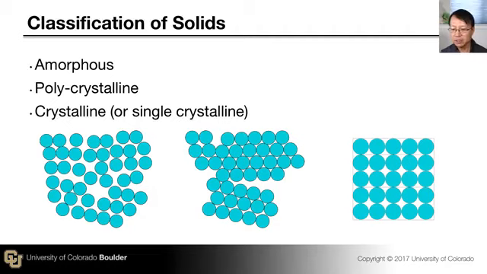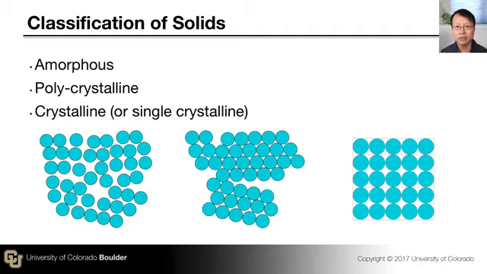We could have an intermediate case where you have a regular arrangement locally, but globally the material is made up of different domains of these single crystalline crystallites arranged in a random fashion. This type of solid, as shown in the middle, is called polycrystalline solid.